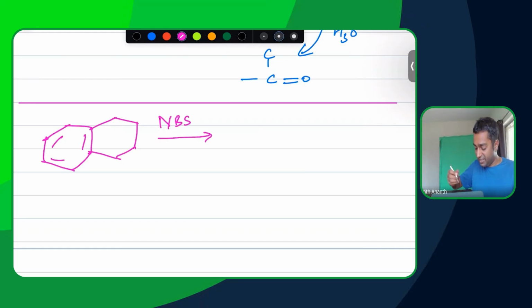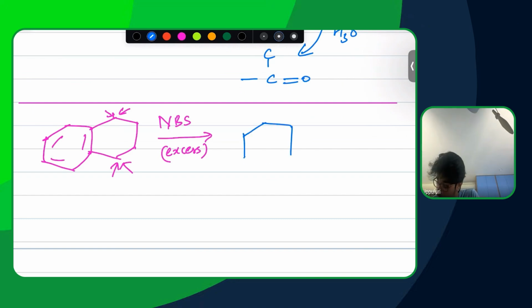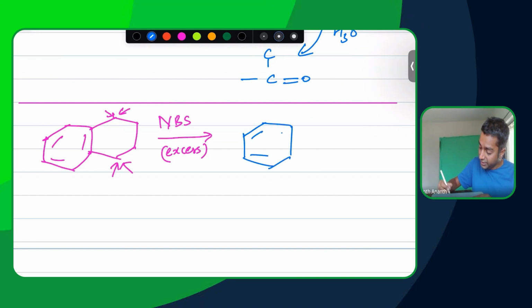So NBS excess. They're clearly mentioning excess. So we are going to be having this location, this location, this location, this location. All of them will get targeted here because all of them are benzyl locations. And they are clearly mentioning excess, so they absolutely want everything. So Br, Br, Br, and Br.